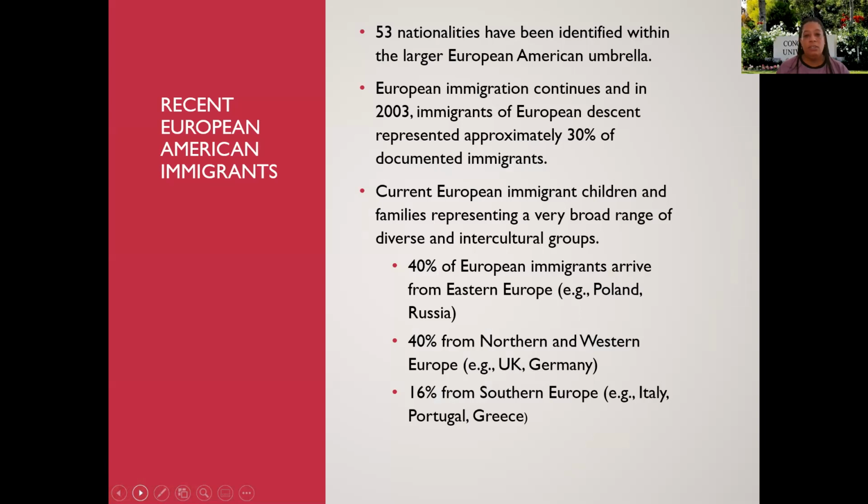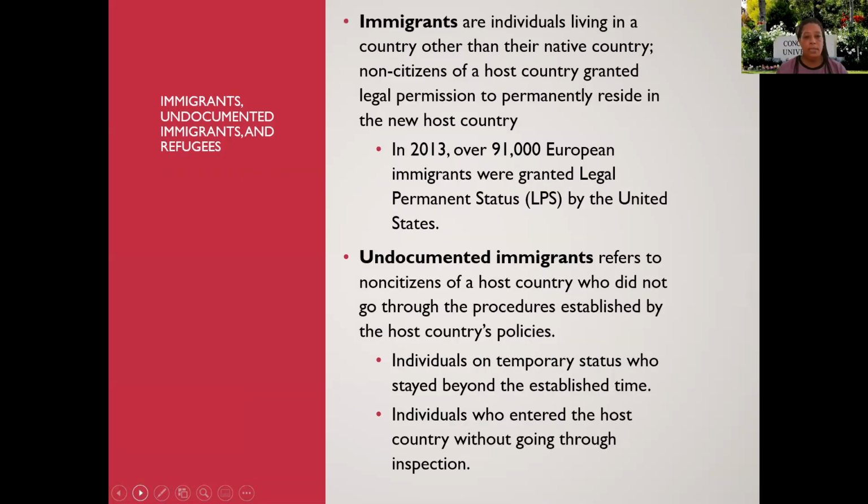European immigration continues. In 2003, immigrants of European descent represented approximately 30% of documented immigrants. Current European immigrant children and families represent a very broad range of diverse and intercultural groups. 40% of European immigrants arrived from Eastern Europe, Poland, Russia, 40% from Northern and Western Europe, UK, Germany, and 16% from Southern Europe, Italy, Portugal, and Greece.